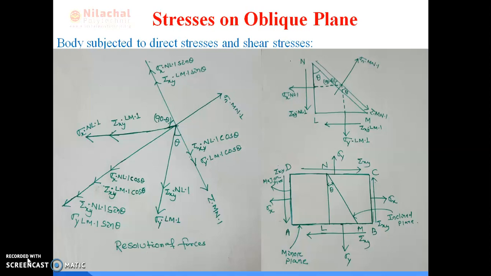We are continuing with the video lecture class of the third chapter, two-dimensional stress system of strength of material. Here in this video, we will continue with the determination of tangential stress, normal stress and resultant stress on an oblique plane of a body subject to direct stresses and shear stresses along the two mutual perpendicular directions.